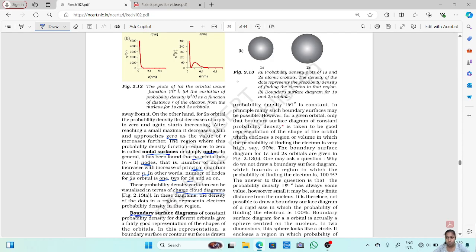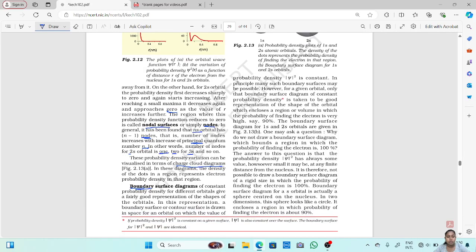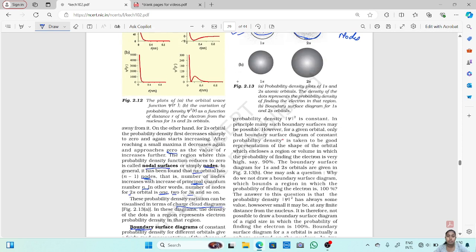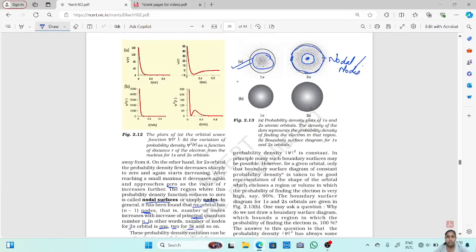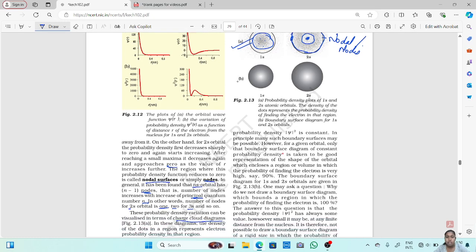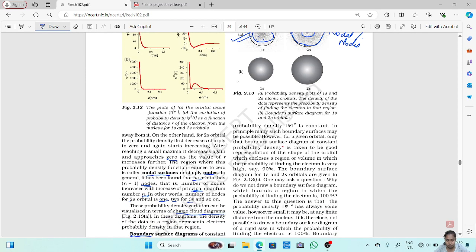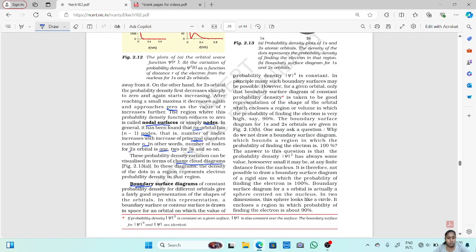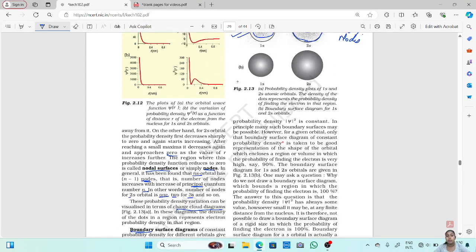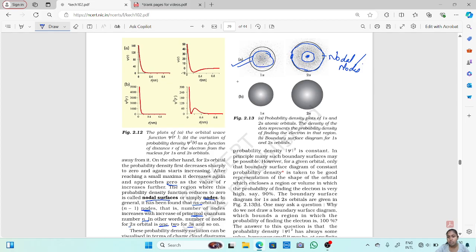So this is an orbital. In this representation, a boundary surface or contour surface is drawn. There is a sharp boundary you can see. In the charge cloud diagram, even though it is drawn in a circle, there is no boundary; outside also there is density of electrons shown, right? But here you can see a sharp boundary. In the space of an orbital, the probability density psi square is constant here. There it is increasing, decreasing, but here the psi square is constant.